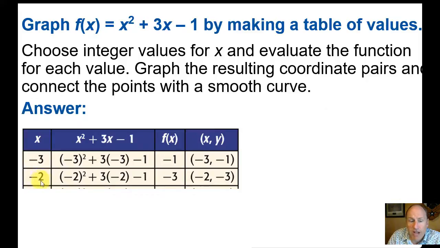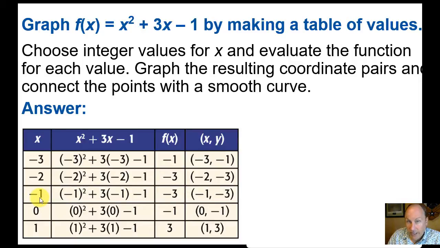Then we take the point negative 2. Negative 2 squared plus 3 times negative 2 minus 1 is negative 3. So the second point, negative 2, negative 3, is also on our parabola. Then we continue on, pick negative 1, we get an output of negative 3. Negative 1, negative 3 is on the parabola. At 0, always a good one to pick because it's easy to evaluate, 0, negative 1. And similarly, 1, 3 are all on this parabola.